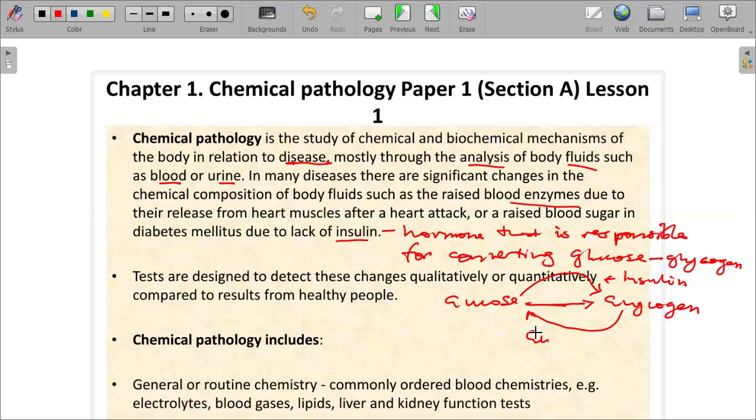And then underneath here, we have glucagon. Glucagon helps to convert glycogen into glucose, which is another thing you must understand. Glucagon increases the levels of glucose in the body. So glucagon increases glucose level.